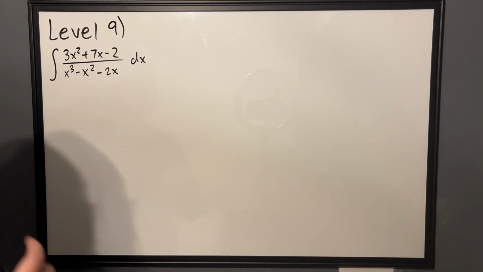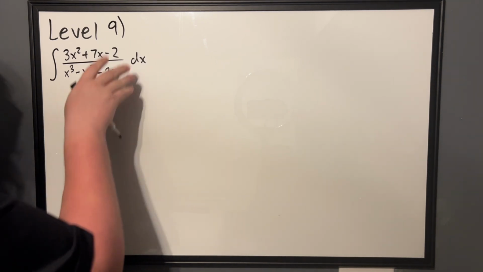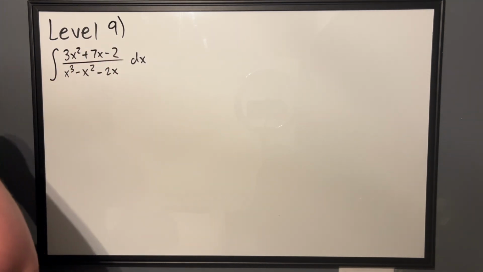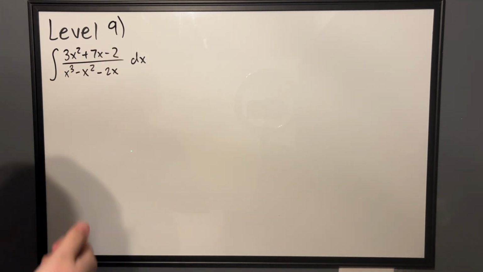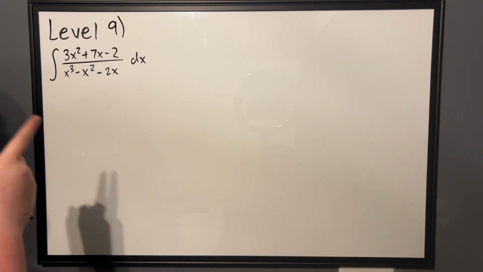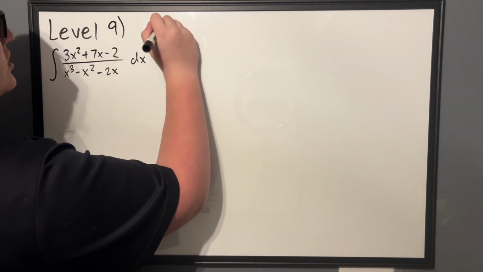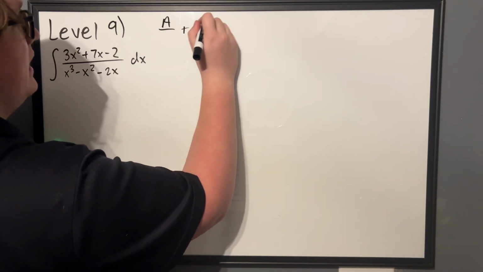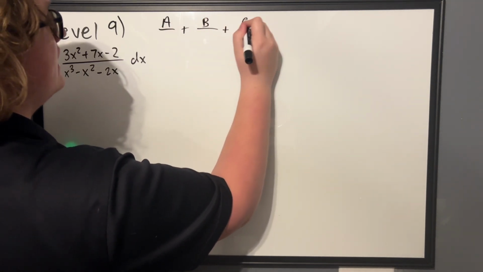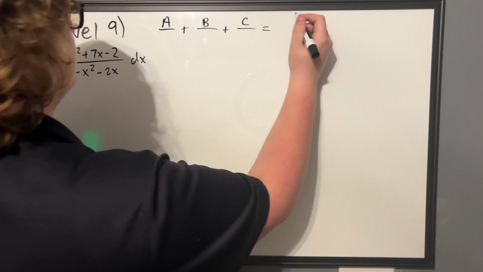So this is going to be partial fraction decomposition. What we're going to do is work with this entire fraction real quick. We want to rewrite this so that we can integrate it pretty easily. So we want to rewrite it to where we're going to have A over some factor plus B over some factor plus C over some factor is equal to the whole thing.